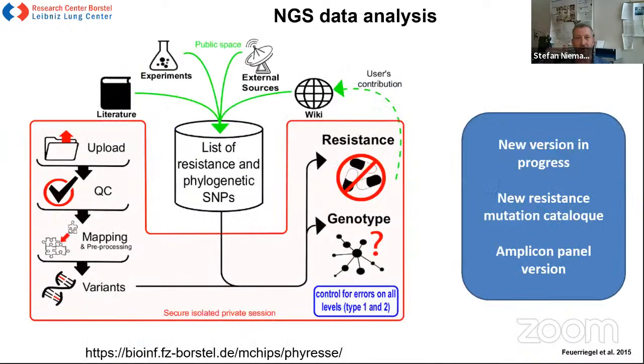There is another version for just resistance prediction data analysis, a tool that we developed quite some time ago. That's called Virus. This is available in the lab and on the web. This is fully automated, so you can just upload your file and all the steps are done in the background, and you just get a notification when the results are ready and you get a resistance report. We are currently working on a new version to implement our new resistance mutation catalog, and we're also working on a version that can take amplicon data.